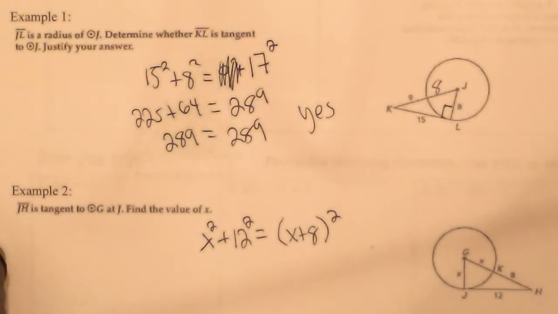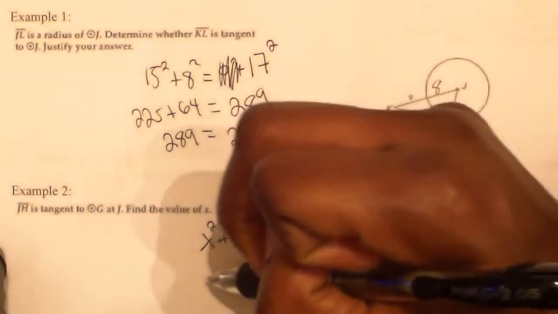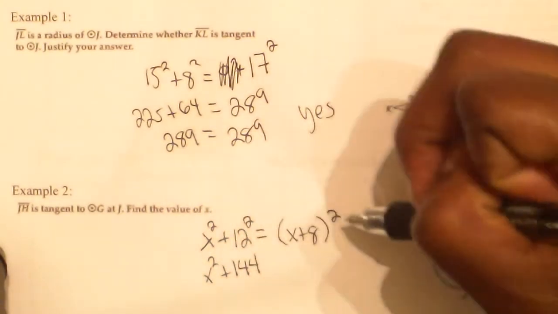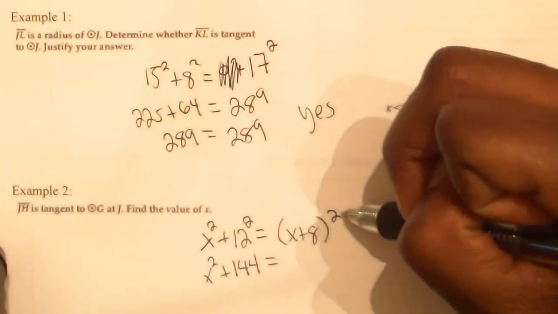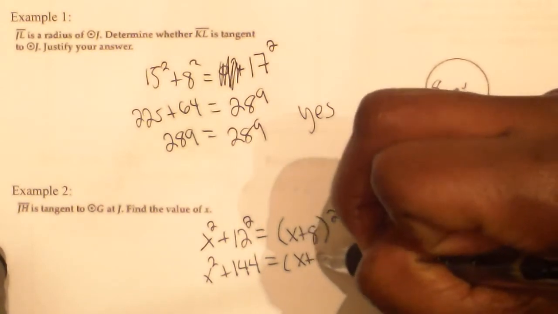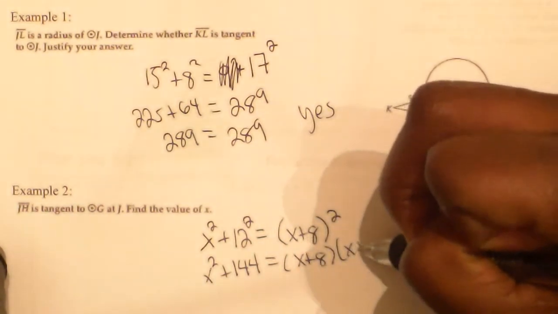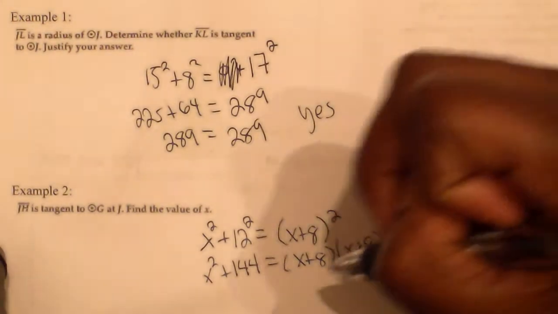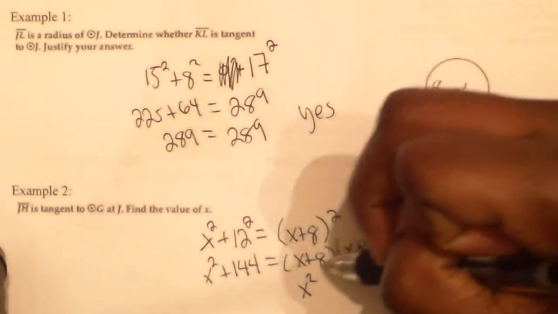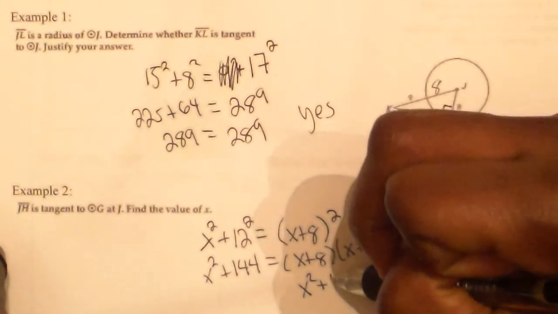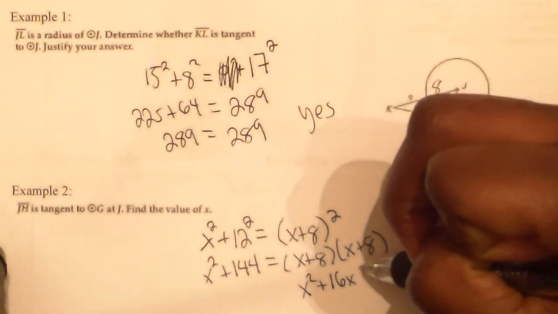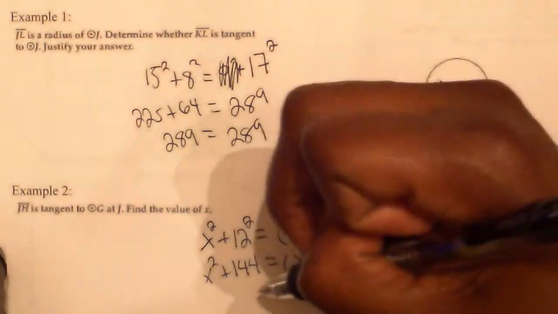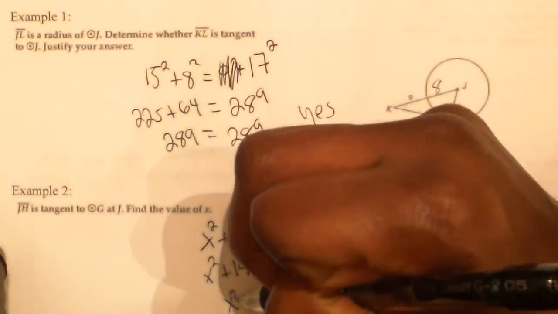I see we're getting a little algebra in here. We know x squared plus 12 squared is going to be x squared plus 144. Don't forget, what does x plus 8 squared mean? It means you write it twice. It's the quantity squared. And now we're going to expand it. So we have x squared, 8x and 8x is 16x, and 8 times 8 is 64. And I need to bring everything else down.